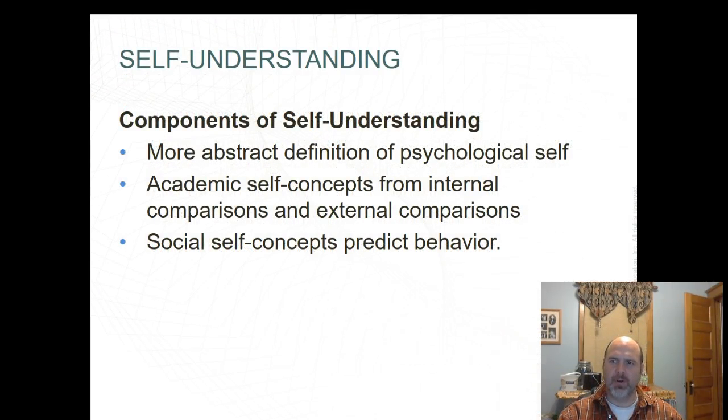Next, self-understanding. Components of self-understanding: academic self-concepts come from internal comparisons and external comparisons. The internal comparison is to a self-generated ideal of who we want to be. External comparison is comparing ourselves to another peer's performance. Social self-concepts predict behavior. The perceived lack of competency in family relations appears to be distinct from other components of self-concept.